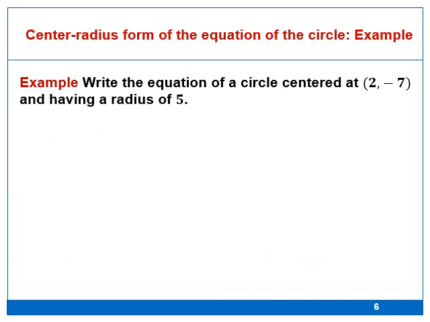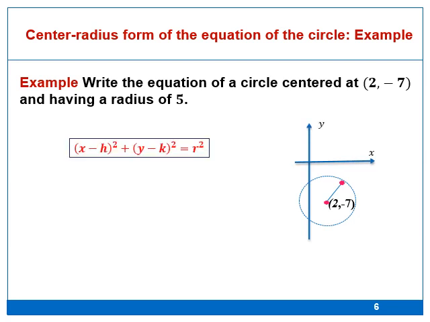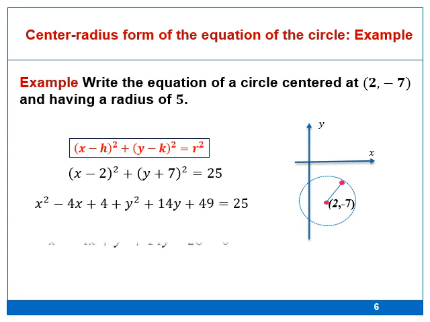One more example. Now it's required to find the equation of a circle that's centered at 2 and negative 7, and it has a radius of 5. It's always advised that we have a sketch of the problem at first. Then, if we remember the center-radius form of the equation, we can write it as x minus 2 all squared plus y plus 7 all squared is equal to the radius squared, which is 25, and then we can expand the equation and add like terms together.